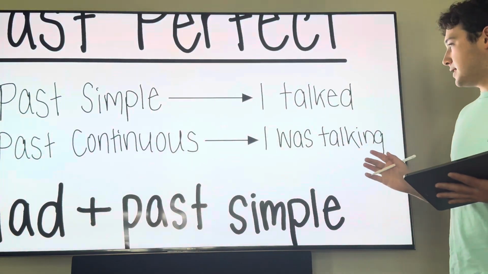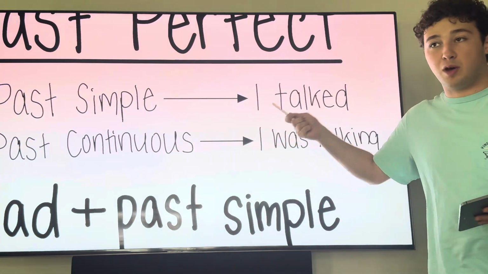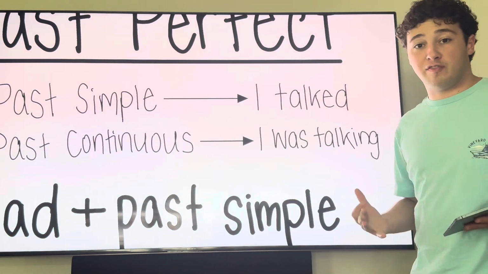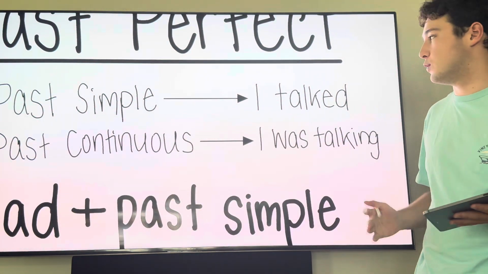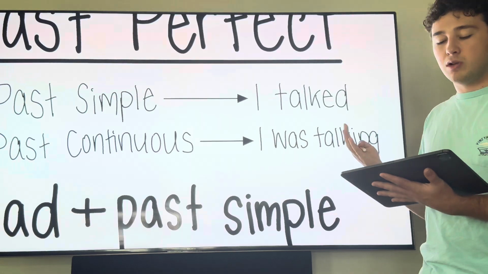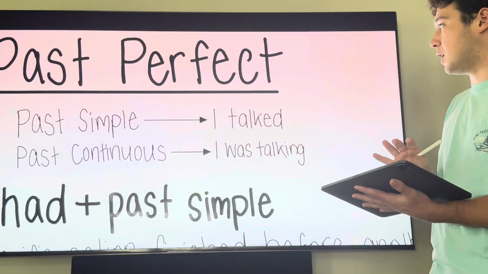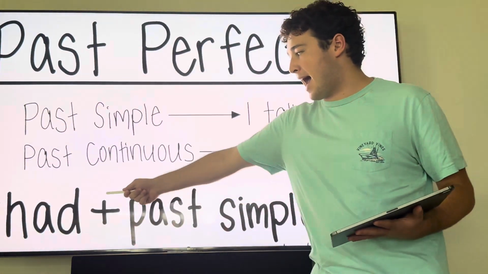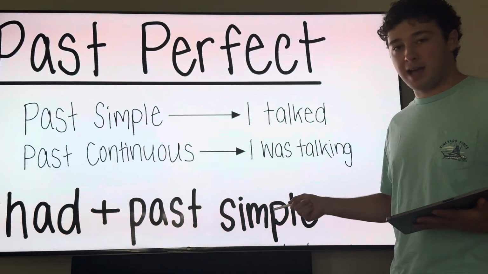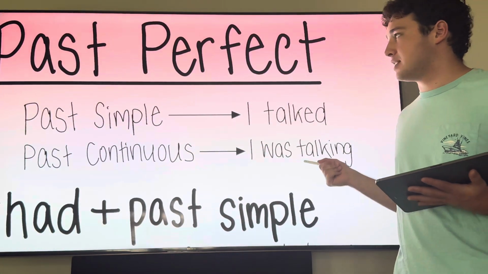Okay, take a look at these two. I talked and I was talking, the past simple and past continuous. In the perfect tenses, what we'll do today, the past perfect and past perfect continuous, it mirrors this. So let's look first at the past perfect tense. So this is how you form the past perfect. You take had and you add the past simple. That's it. You take had and you add the past simple.